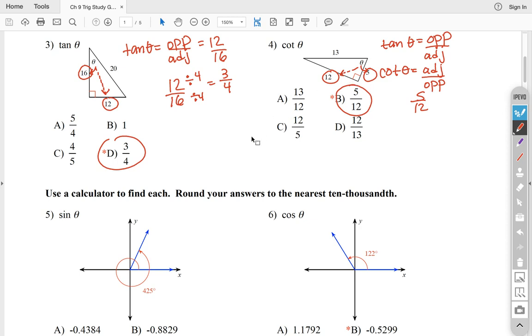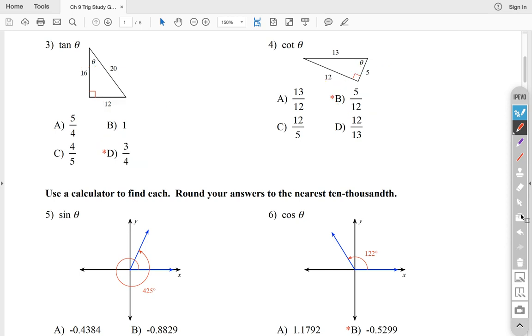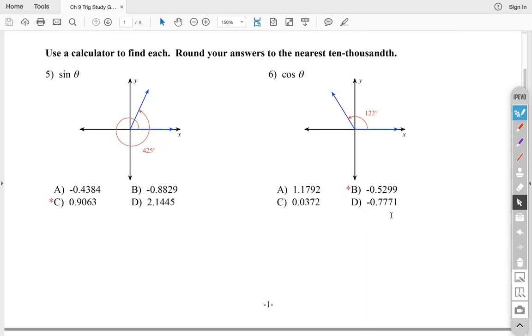All right, so go ahead and write that one down, and then we're going to erase and move on. All right, moving on. So 3 was D, and 4 was B. Okay, so moving on to 5 and 6, use a calculator.